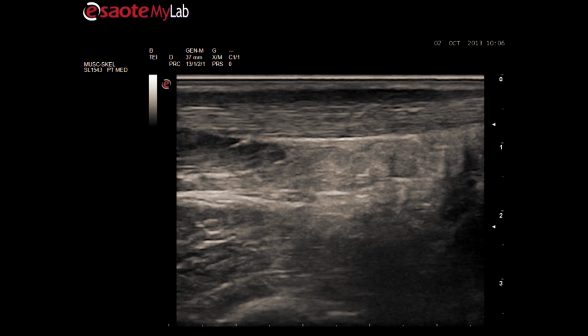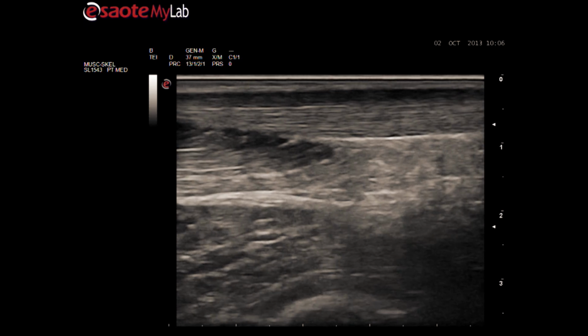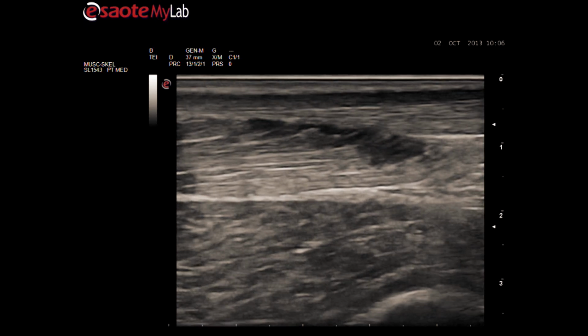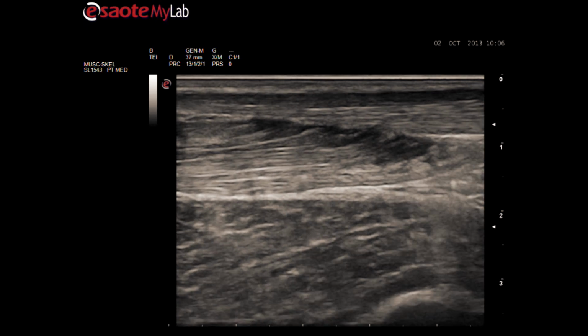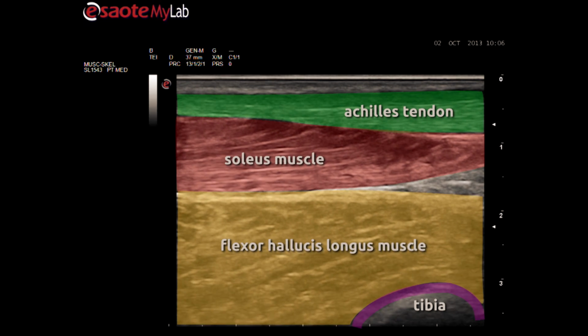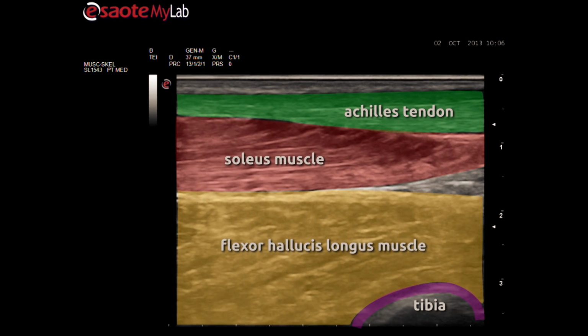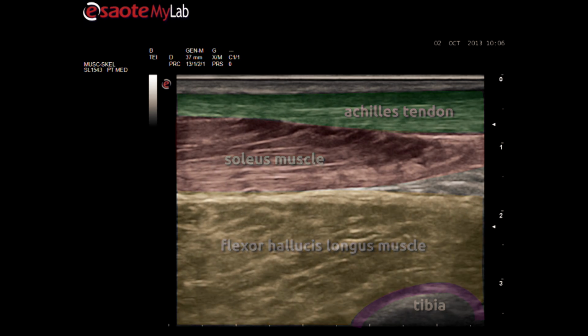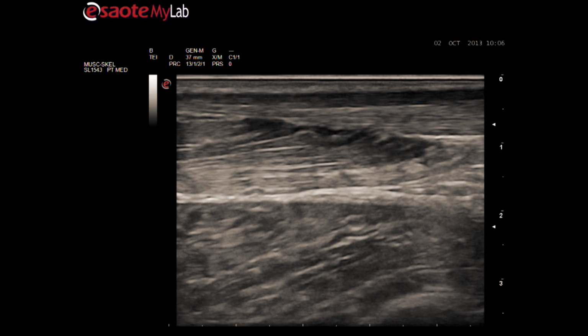Underneath the Achilles tendon, the soleus muscle can be seen. Do you see the muscle fibers flowing into the Achilles tendon and creating the muscle-tendon junction? At the bottom, just below the soleus muscle, the flexor hallucis longus muscle can be seen. We can activate the muscle a bit by flexing and extending the hallux manually.